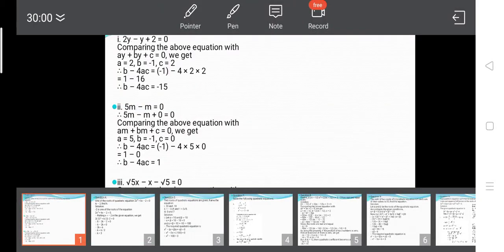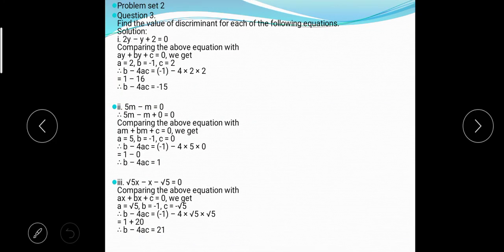Good morning, students. In this session, I am going to explain a revision based on the quadratic equation. Students, in the quadratic equation, I explained some examples and all the practice set examples. Now, for the revision, I am taking the questions from the problem set.